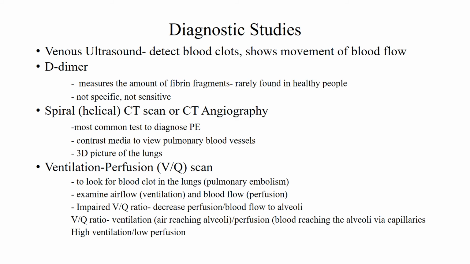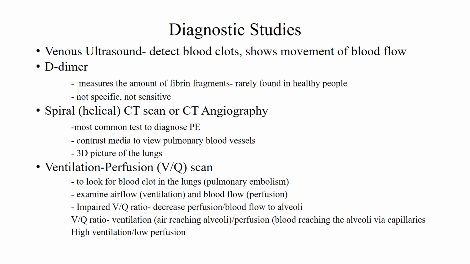Another test is the ventilation perfusion scan or the VQ scan. This is a nuclear medicine scan that uses radioactive material to examine the airflow or ventilation, and also to examine the blood flow or the perfusion in the lungs. The aim of this scan is to look for evidence of any blood clot in the lungs that could cause pulmonary embolism. So a VQ scan is carried out in two parts.